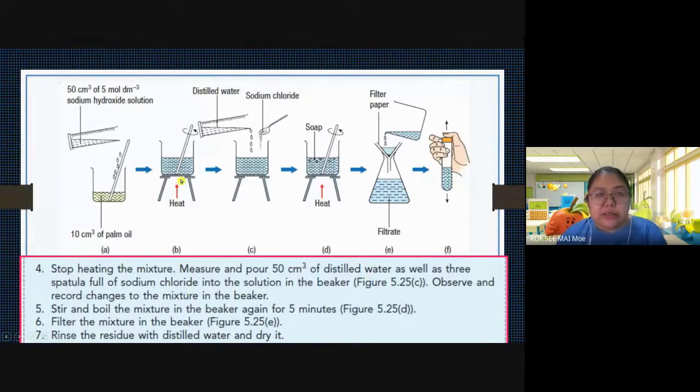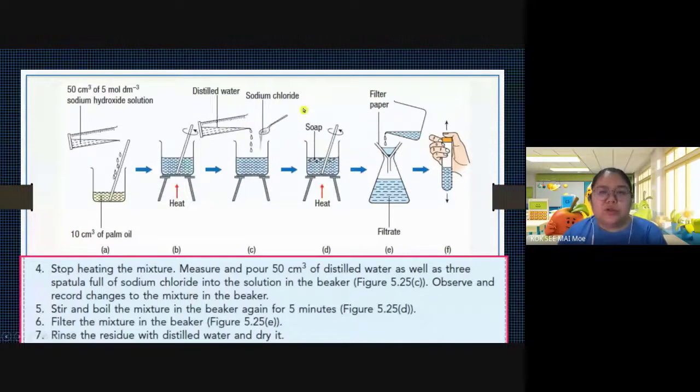When you just heat, the mixture becomes a bit more concentrated. It becomes very starchy already. That is when you put the oil and the salt together, so that means it becomes less and less. So from this part, you need to add the distilled water. After adding the distilled water, then you need to add the sodium chloride.